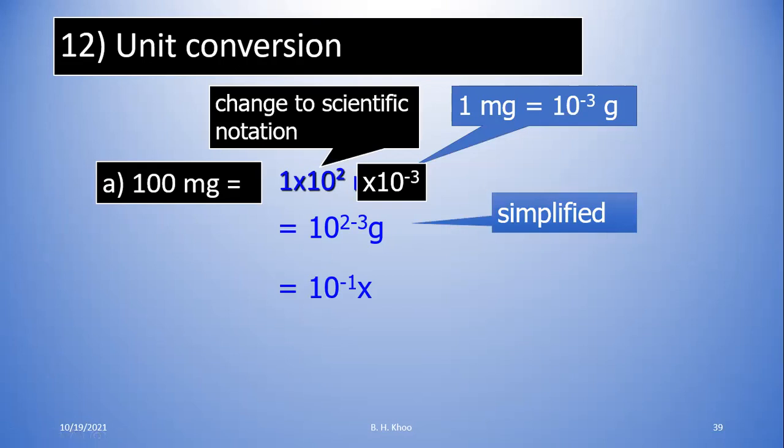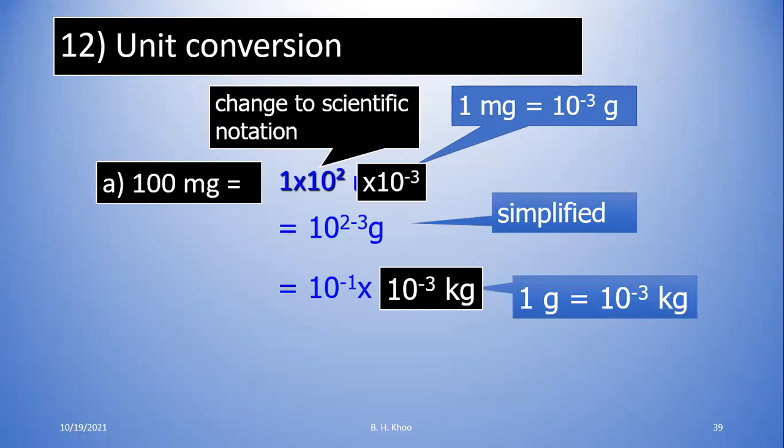Gram. Now I want to change to kilogram. Right? 1 gram is 10 to the power minus 3 kilogram. So simplify it. Minus 1 minus 3 becomes minus 4. Easy, you cannot avoid it. There's maths there. Your maths has to be good.